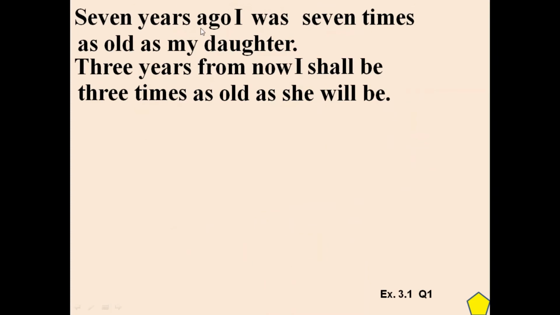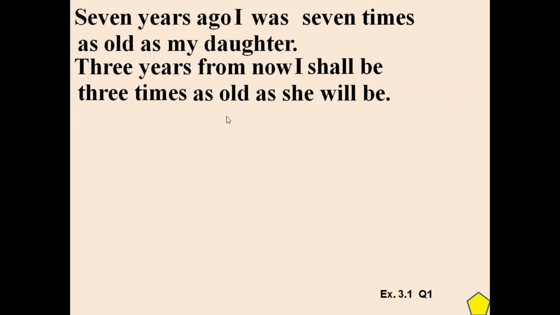7 years ago, I was 7 times as old as my daughter. 3 years from now, I shall be 3 times as old as she will be. So there are two people involved here, I and my daughter, so there are two assumptions to make. If I say that 7 years ago my age was X years, let's say, the assumption will be: let my present age equal X. We always make an assumption for the present age.